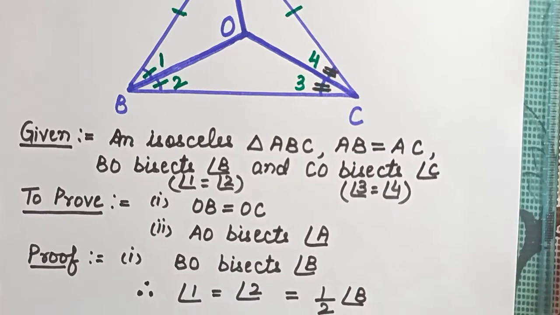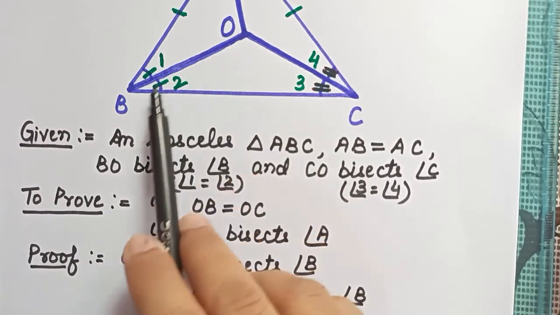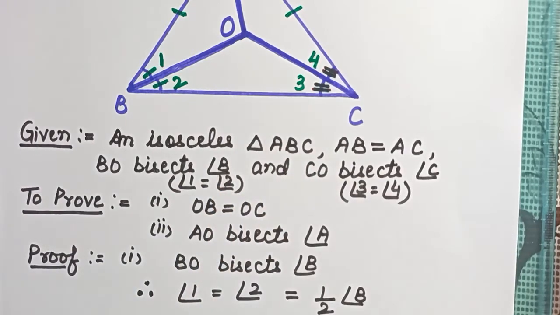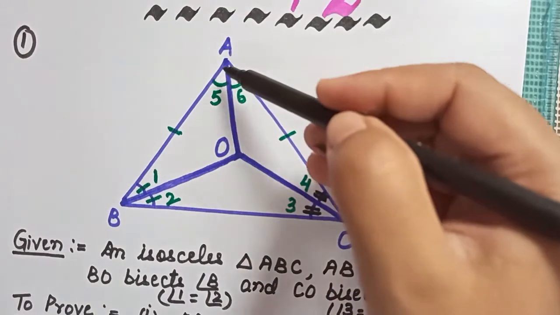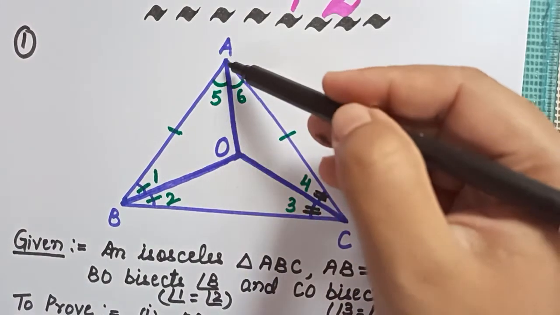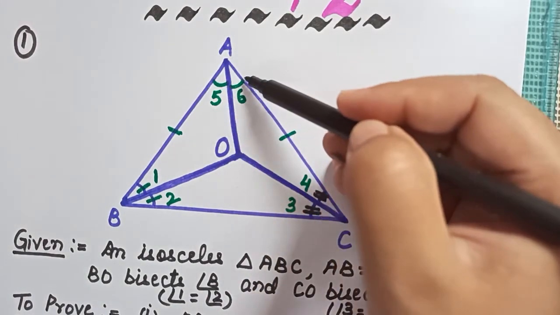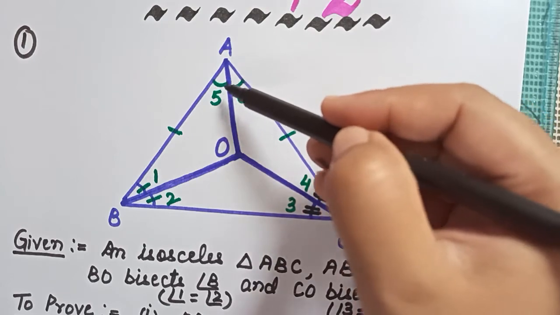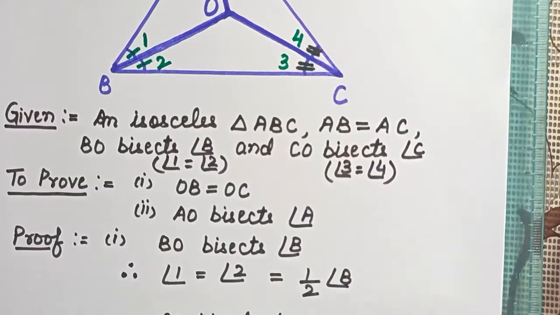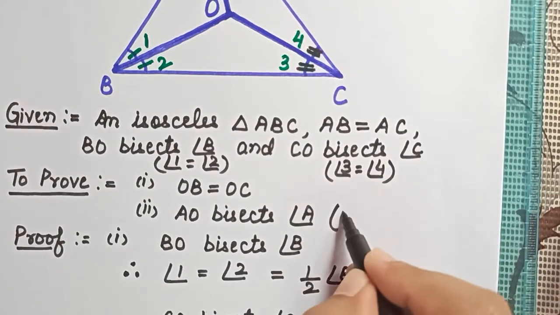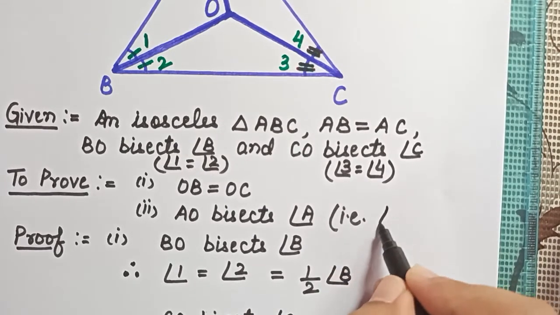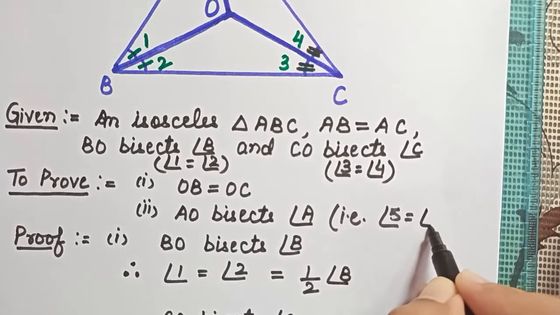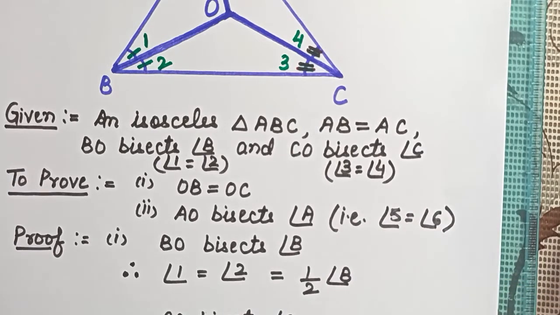Now there are two parts to be proved. The first part is to prove OB and OC are equal. The second part, AO bisects angle A. If I join A with O, then this AO is bisecting this complete angle A. So it means we want to prove angle 5 equals angle 6. So I am writing, that is, angle 5 is equal to angle 6. So this is to be proved.